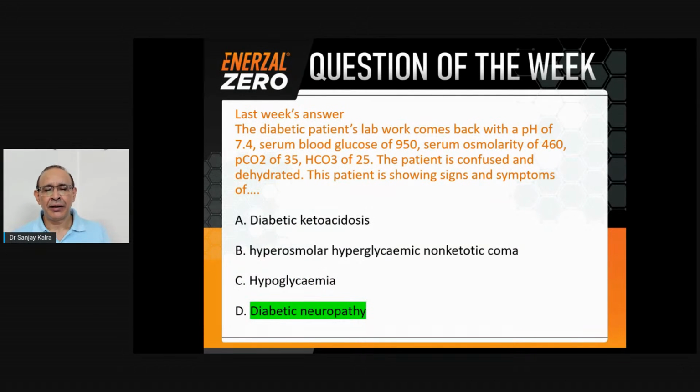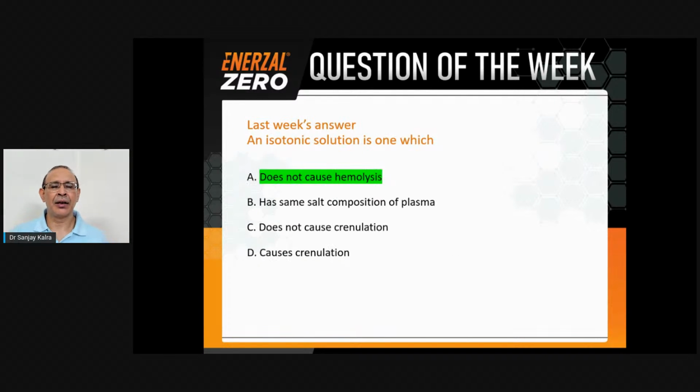With this in mind, this question from last week, if you have a patient with a glucose of 950, high osmolarity, high PCO2 and high HCO3, and a pH of 7.4, the answer is hyperosmolar, hyperglycemic, non-ketotic coma. It is not diabetic neuropathy. It is hyperosmolar, hyperglycemic, non-ketotic coma. And the second question was, an isotonic solution is one which, the answer is, does not cause hemolysis.